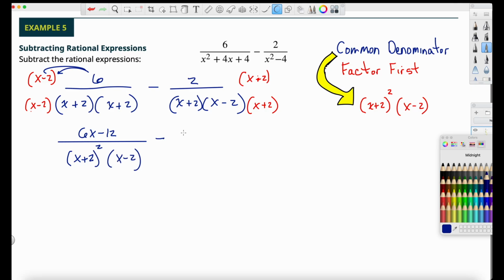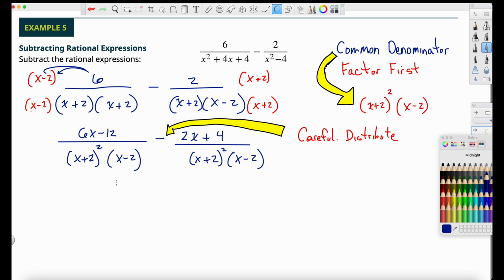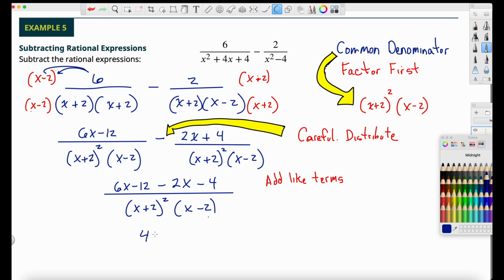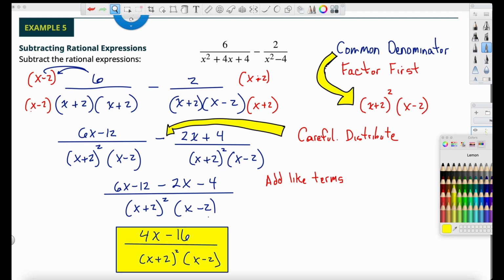And then minus, and then distribute 2x plus 4. Same common denominator. Now we got to be careful here because of the subtraction. We have to distribute this into the 2x plus 4. So I'm going to write 6x minus 12, now distribute minus 2x minus 4 over our common denominator. And then we can add like terms. 4x minus 16 over x plus 2 squared times x minus 2. That's it.